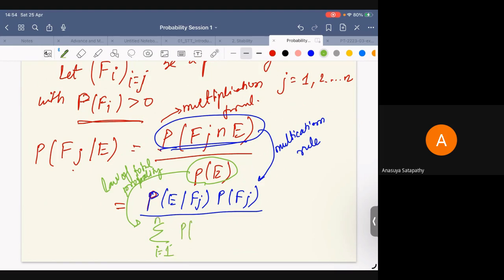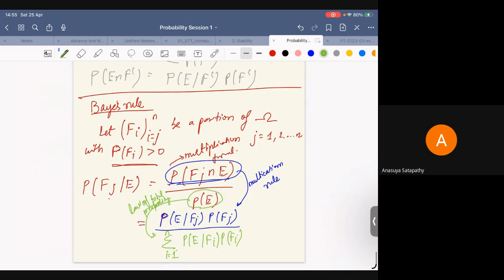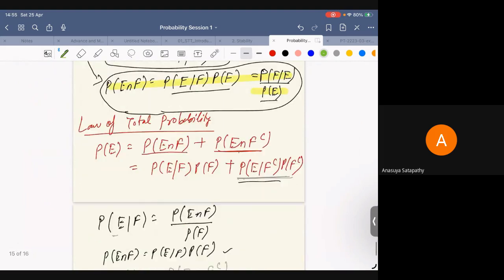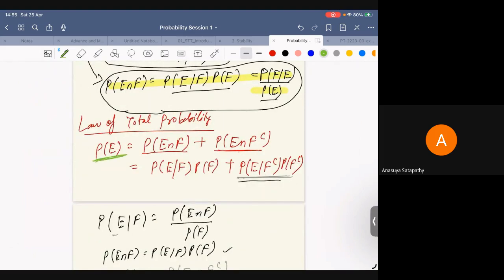So P of E given Fj, sorry, I'm adding from I equal to 1. So I, probability of Fi. Okay, this is same as here. If you see the total probability, what is the formula? The total probability of E. Can I write like this? Probability of E given F times probability of F plus probability of E given F complement times probability of F complement, plus this. Okay.